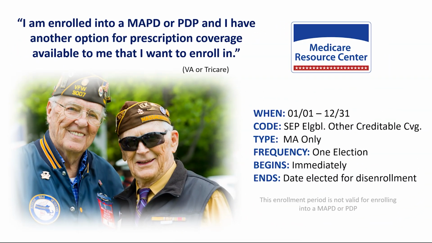All right, I like to use veterans for this next one. The code is SEP, eligible for other creditable coverage. This enrollment period only applies to people that want to enroll in an MA only plan, meaning it has no drug coverage, and you can't do a standalone drug program. It's an MA only plan. That's the only one you can do. You get one election. It starts whenever you execute it, and it ends once they're in the new plan.